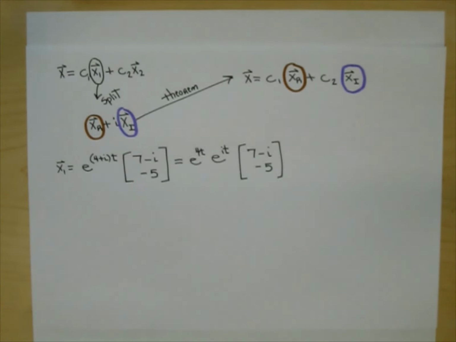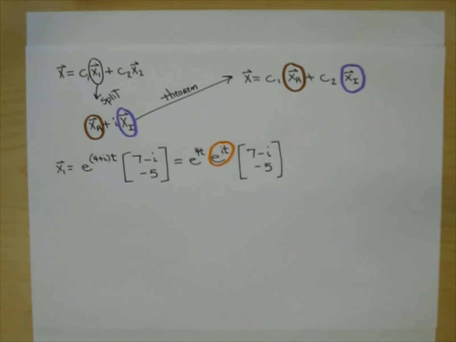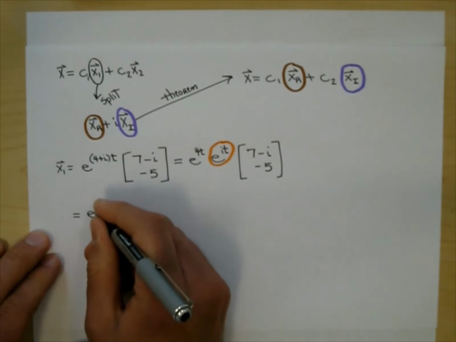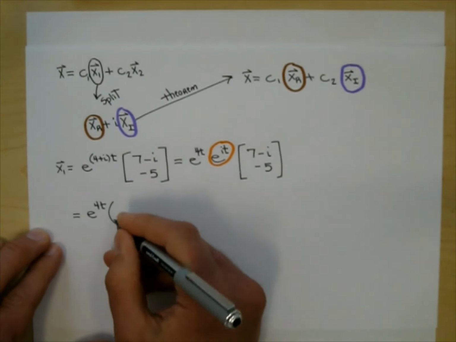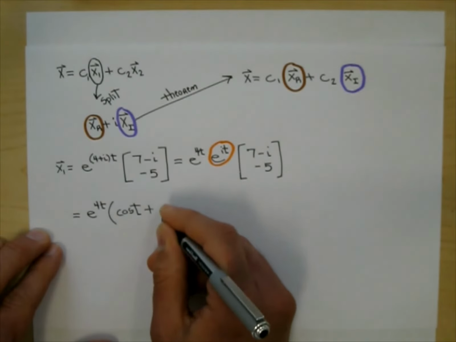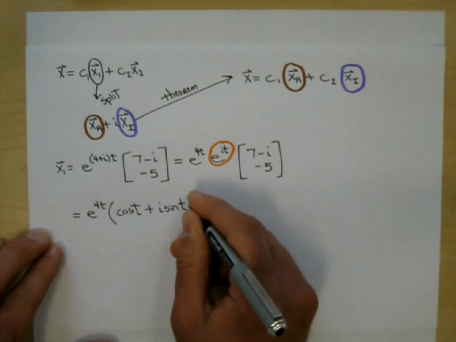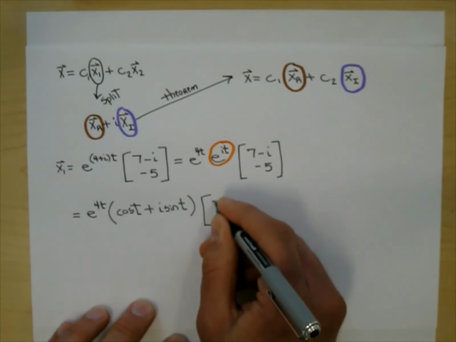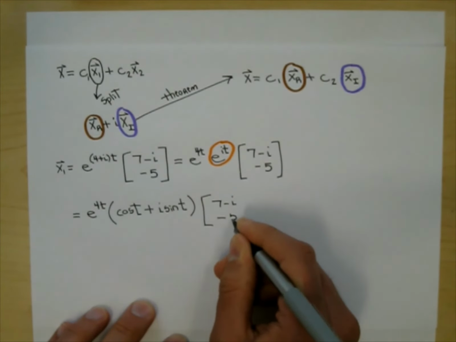Okay, I want to take care of this guy right here. I'm going to use the Euler formula. So I've got e to the 4t, and over here's the Euler formula, which says cosine t plus i sine t. And then this part stays the same: 7 minus i, and then we have negative 5.